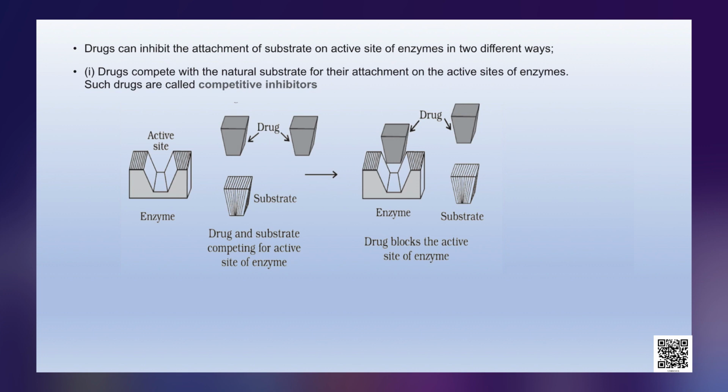As you can see in the picture, the drug and substrate have a similar structure, and in place of substrate the drug is binding with the enzyme, and so the active site of the enzyme gets blocked. So, there is competition between the drug and the substrate, and that is why such drugs are called competitive inhibitors. There is one more way.